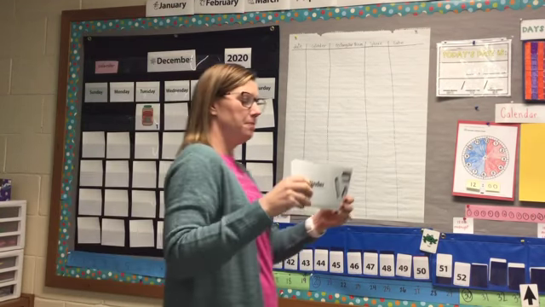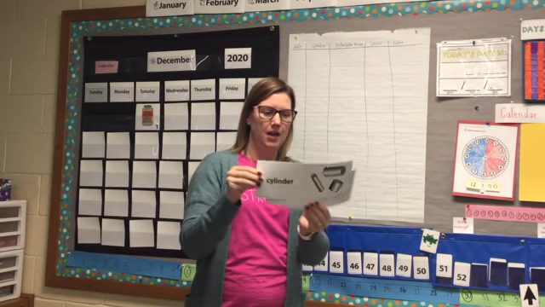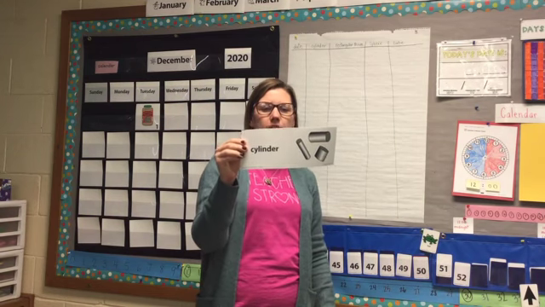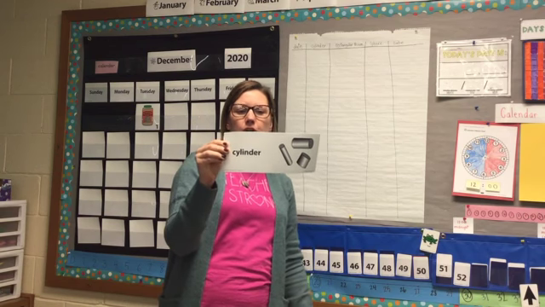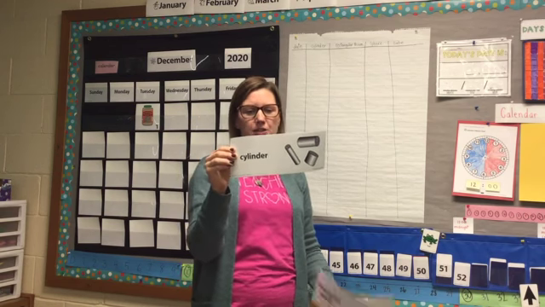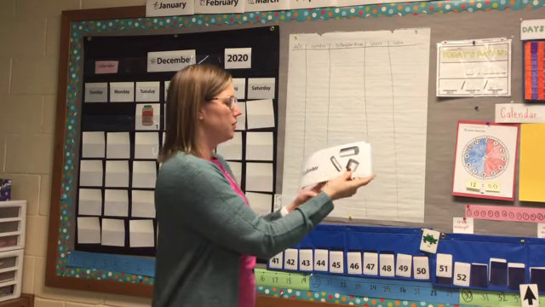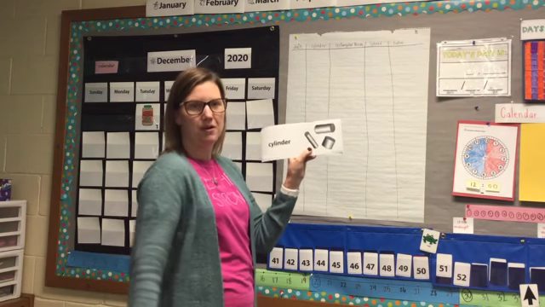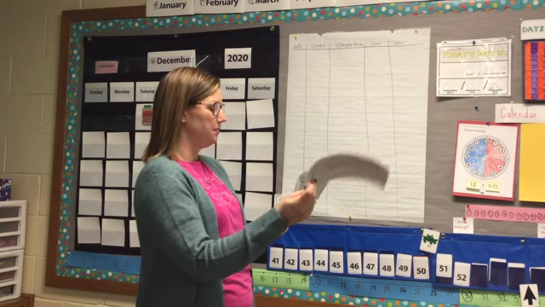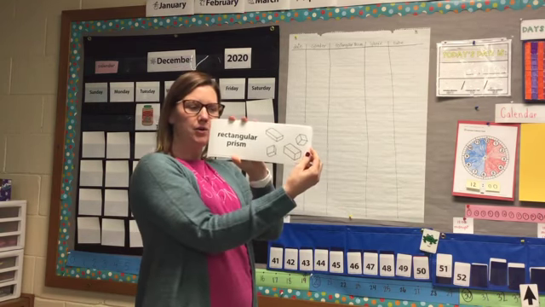Okay, here's a picture of a cylinder. A cylinder is a 3D shape. It has one curved surface and two flat ends. So you can see this is curved and those two ends are going to be flat. That's a cylinder.